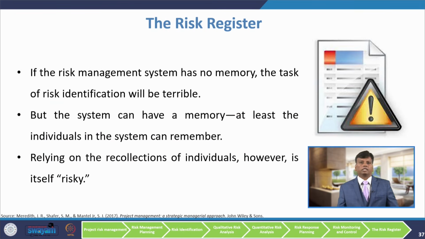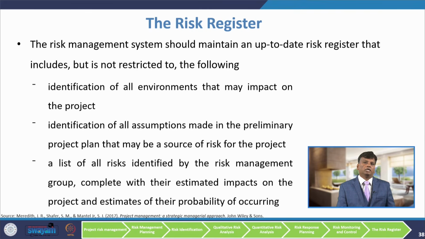Next we are going to discuss the risk register. If the risk management system has no memory, the task of risk identification will be terrible. There is no point in identifying the risk if it is not properly documented. The system can have a memory, at least the individuals in the system can remember, but relying on the recollection of individuals is itself risky. So, for that purpose we are going to maintain a register of all the details of the risk. That is called your risk register.